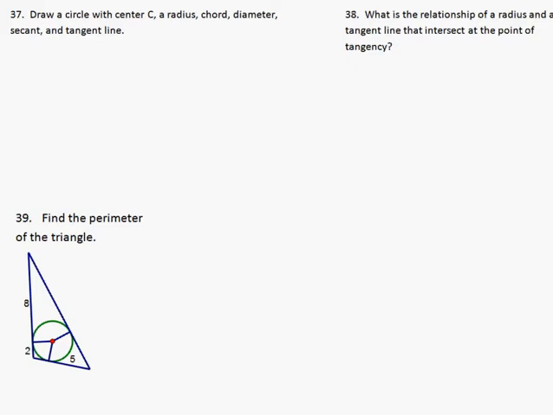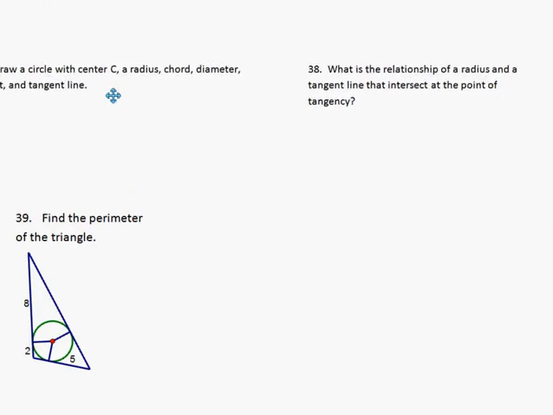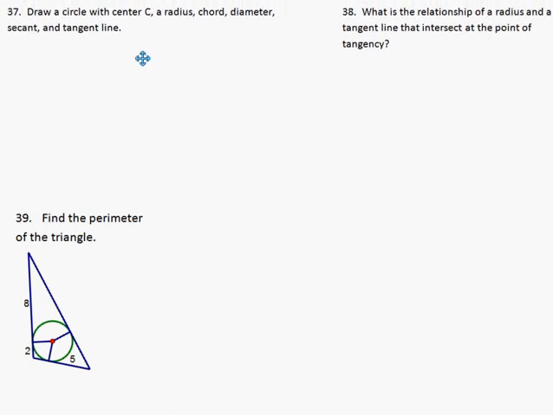So we'll look at the next two slides here. Draw a circle with center C, a radius, chord, diameter, secant, and tangent line. So just making sure you know your different definitions with respect to a circle. So it says draw a circle with center C.